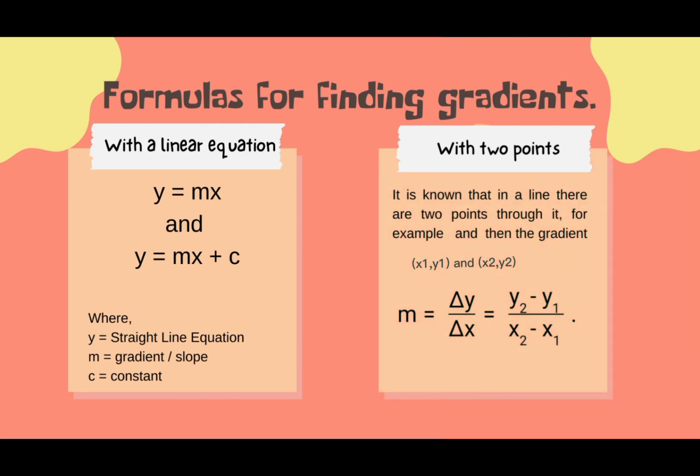Two, gradient formula with two points. It is known that in a line there are two points through it, for example (x1, y1) and (x2, y2). Then the gradient can be found by the formula m = delta y over delta x = (y2 - y1) over (x2 - x1).